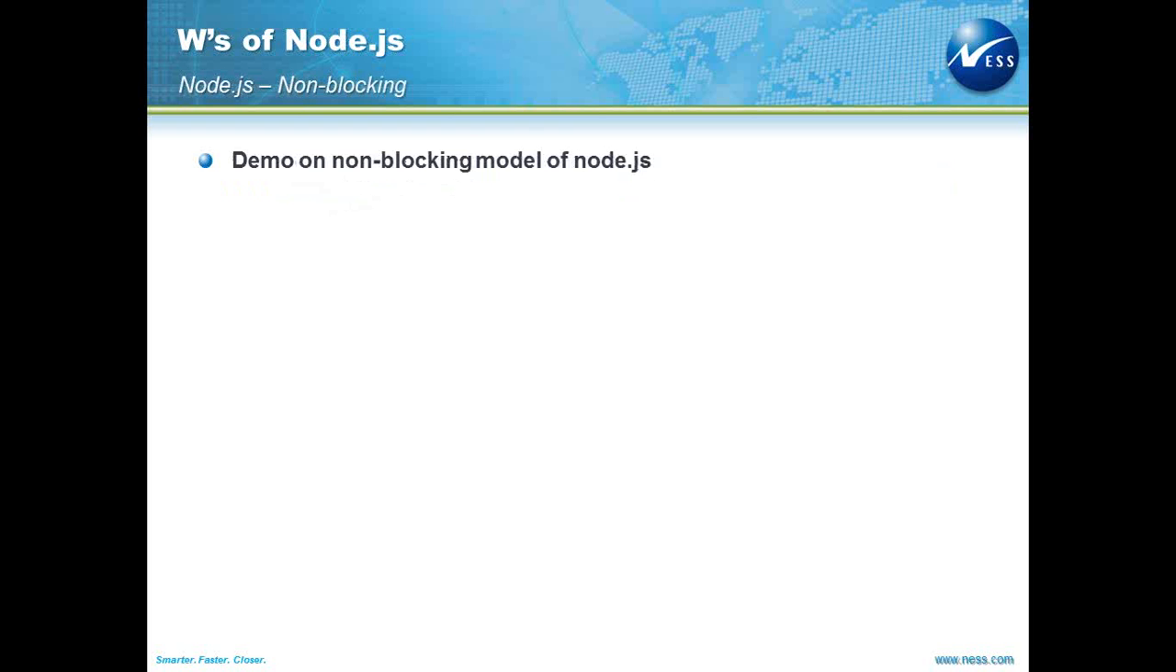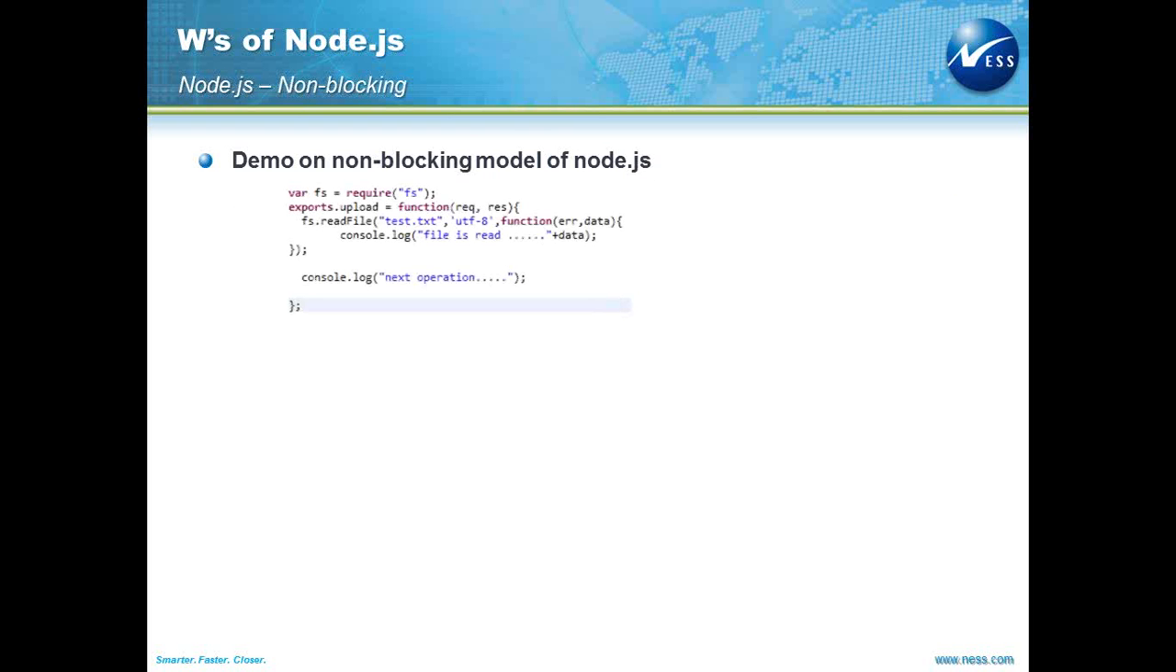So let's look at a simple example of the non-blocking model of Node.js. As you can see on the screen, for now you can ignore the first line, and essentially focus on console.log file is read. So you have just an alert statement there, and then you have another alert outside the function, which is console.log next operation. In the generic synchronous world of programming, you would always expect file is read to be displayed first, followed by next operation.